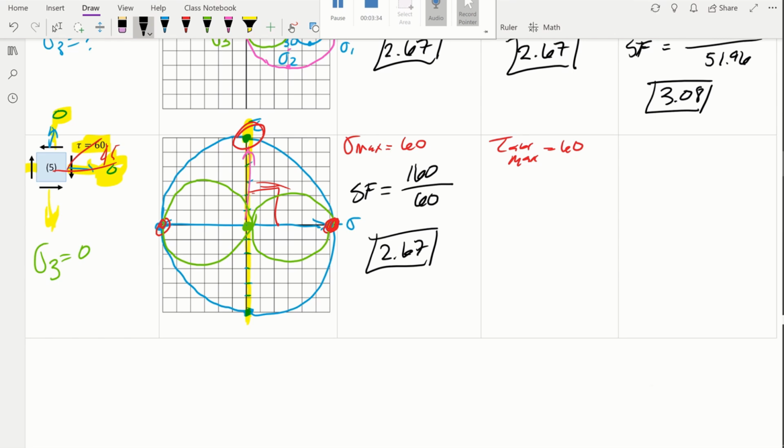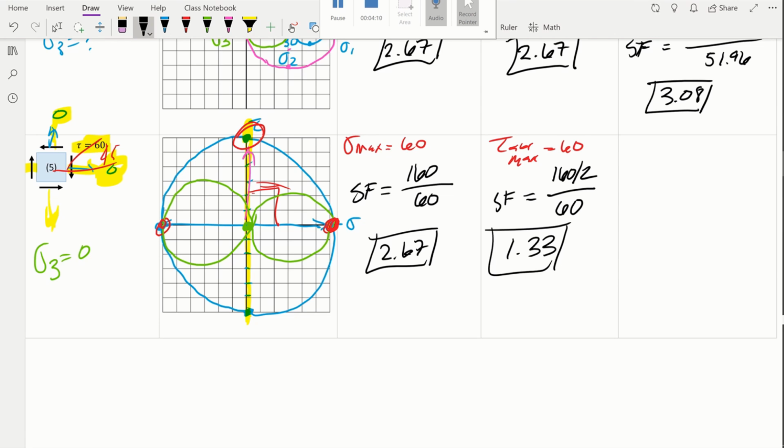Next, if we take the safety factor for the maximum shear stress, they're telling us that the absolute maximum shear stress expected, which is 60, cannot exceed the shear yield strength of the material, or the yield strength divided by 2. So this one's going to be 160 divided by 2, divided by 60, which gives 1.33.